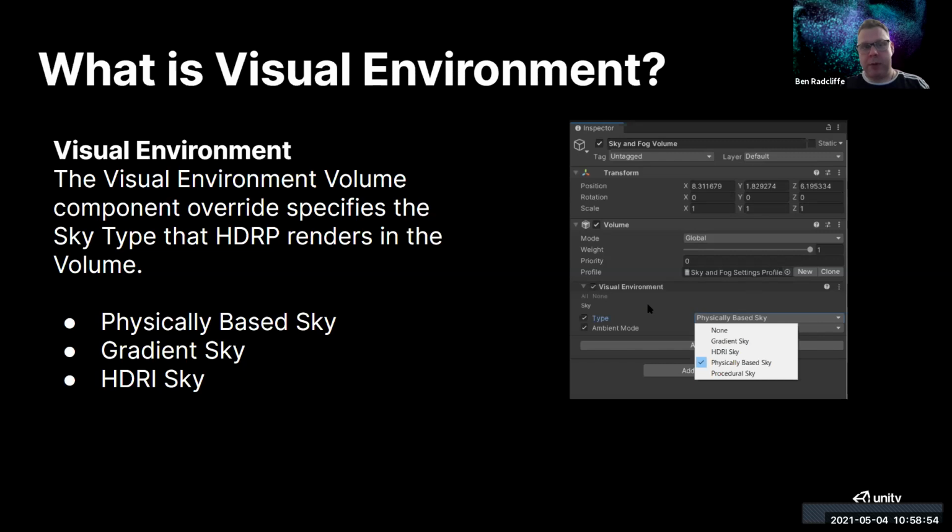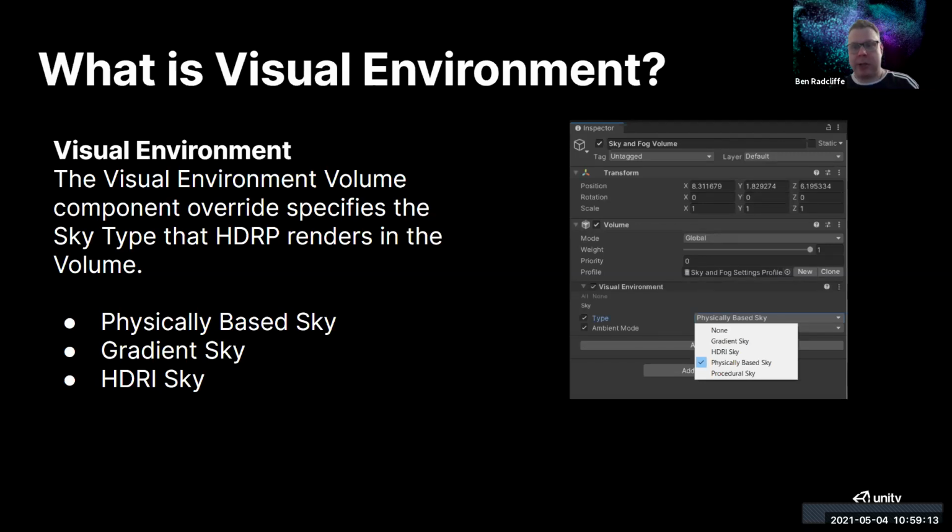That's one component it gives you. The visual environment volume component overrides the sky type. It does two things: it sets whether the ambient mode is dynamic or static, and what type of sky it uses. You have a few different options: a physically based sky, a gradient sky, and an HDRI sky. I'm going to walk you through each one.